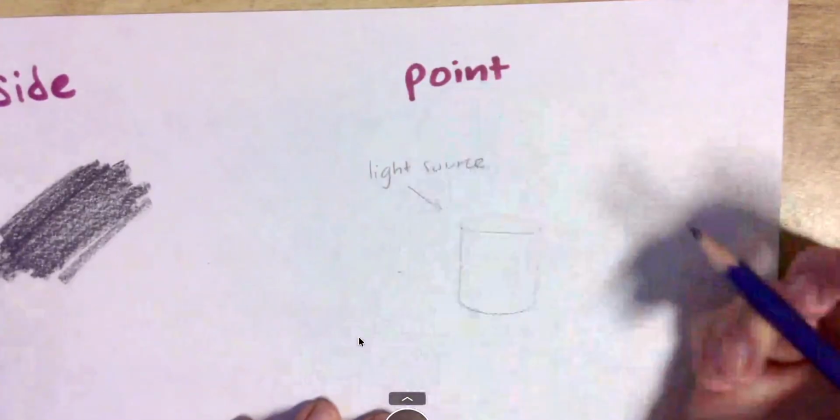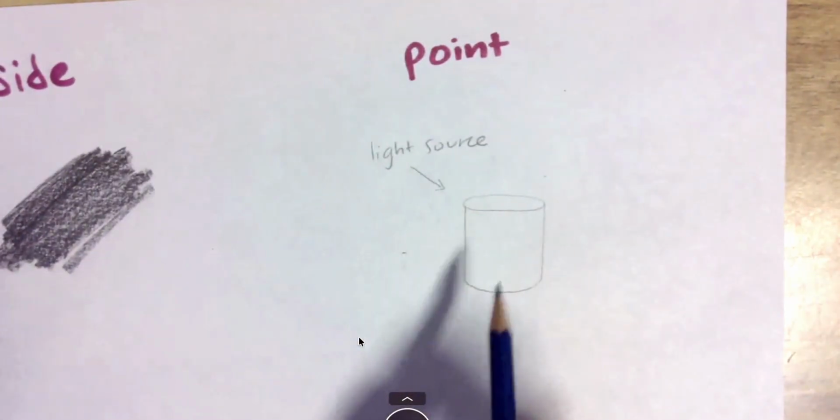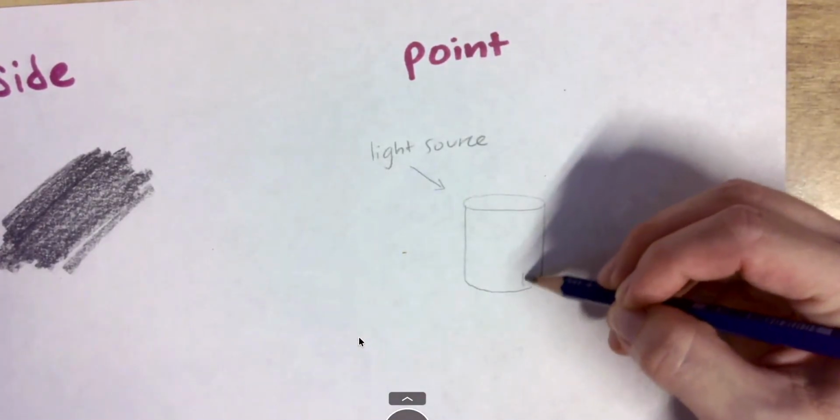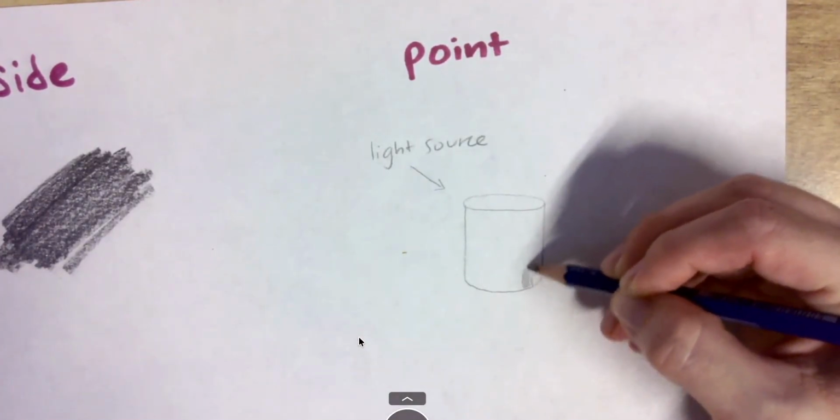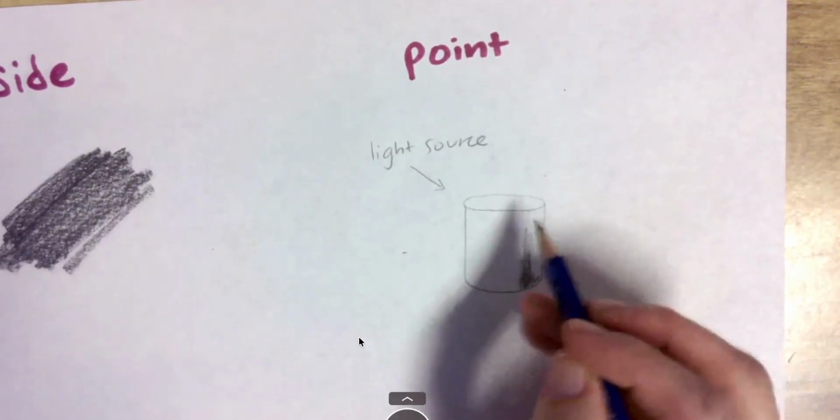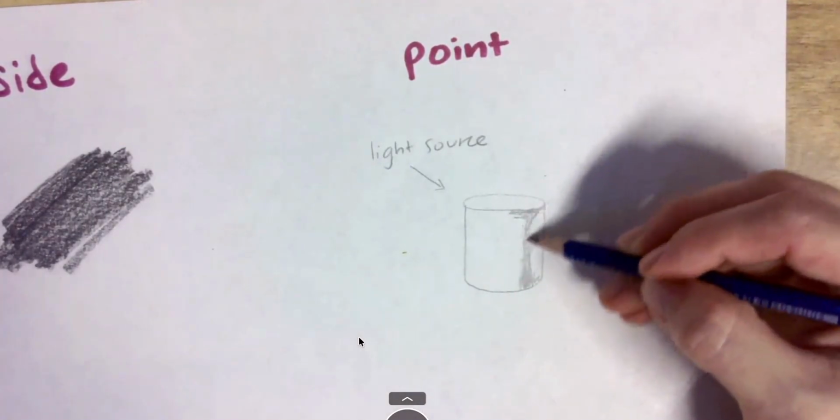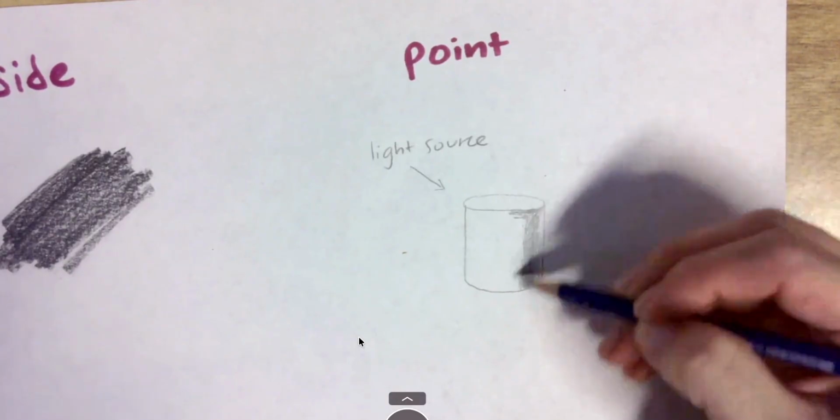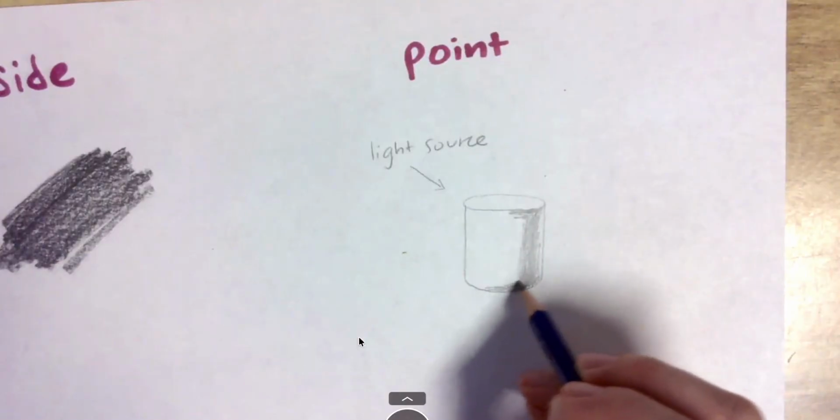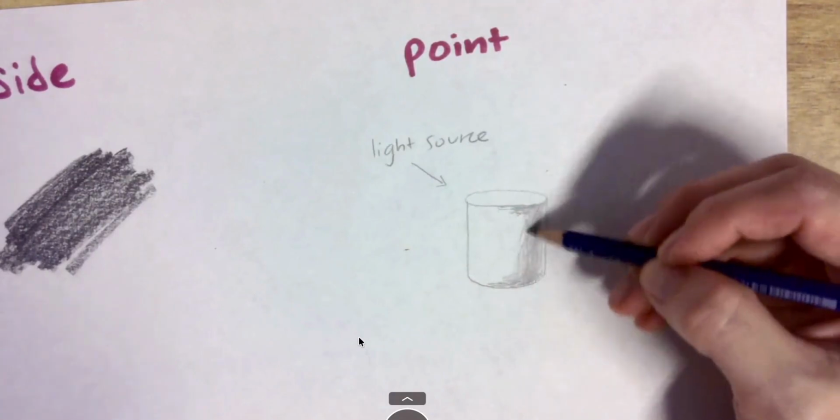For point shading, this is where you're using more of the point of your pencil. So for example, here's a cylinder. The light source is coming from this direction, so it's going to be darker on this side. So if I'm shading, because I have a smaller area that I need to shade, I'm going to use the point of my pencil. Plus I can turn it, and I have way more control in where I am adding those areas of value. If I use side shading for this, I'm going to be using way too much pencil, and I might actually make too much of a mess using the graphite.